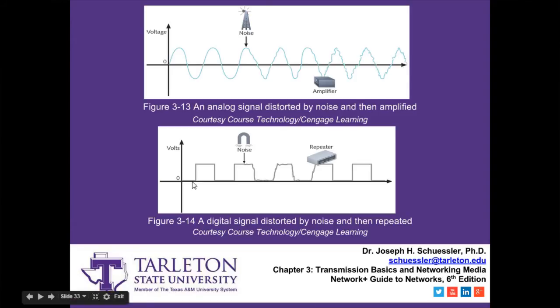As opposed to analog, we have our zeros and ones. We get a little bit of noise, and now all of a sudden it doesn't look quite so good. We go through a repeater, and it's going to regenerate that original signal. As long as that noise isn't so severe that we actually flip a bit or anything, it goes back to being a nice crisp signal.